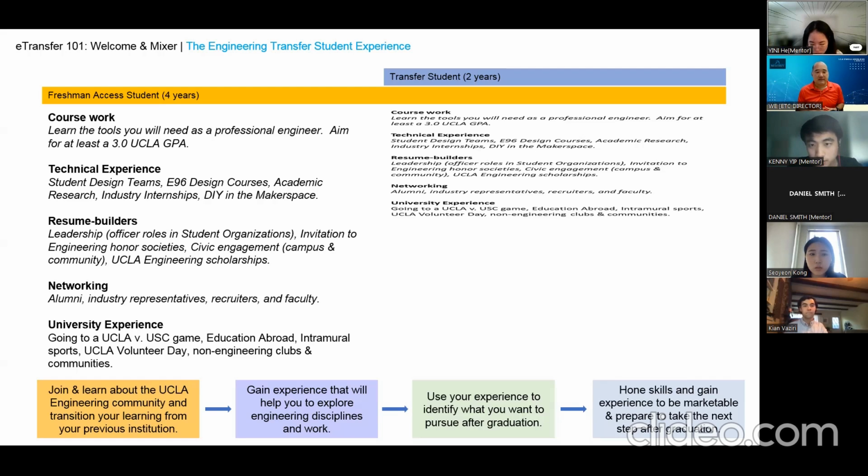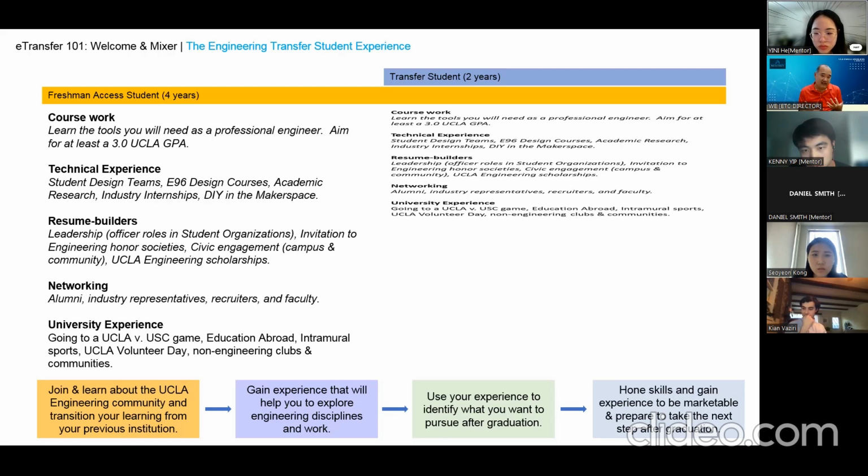But also to become marketable for those industry internships, which often turn into job offers after graduation. Okay, there are other resume builders, and I only point this out because, in addition to technical experience, you might want to show leadership, right? You might want to show civic engagement and contributing to your community and to society. Okay. We all know for clubs and student organizations, you have to be a member before you can be an officer, right? And some of these things take time.